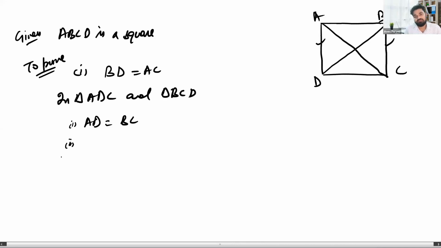The second thing. DC is common. Okay, DC is equal to DC, common. It is given. Third thing: angle ADC and angle BCD are equal.